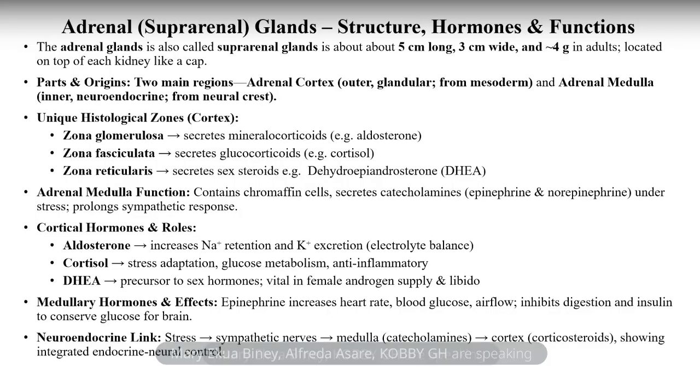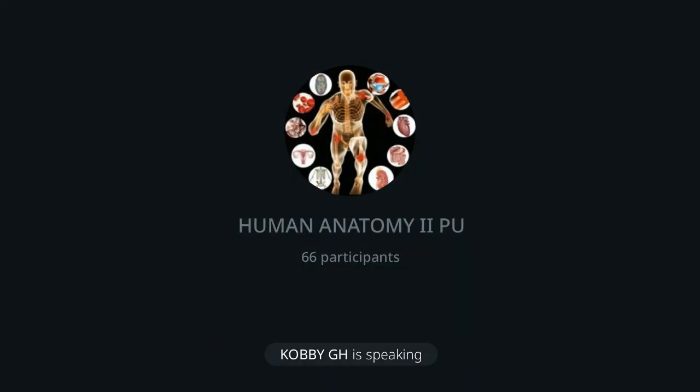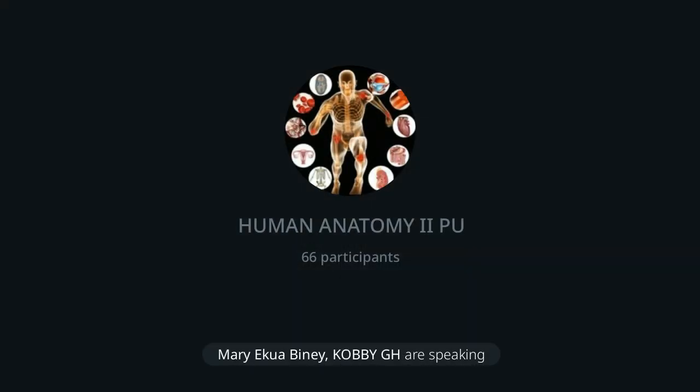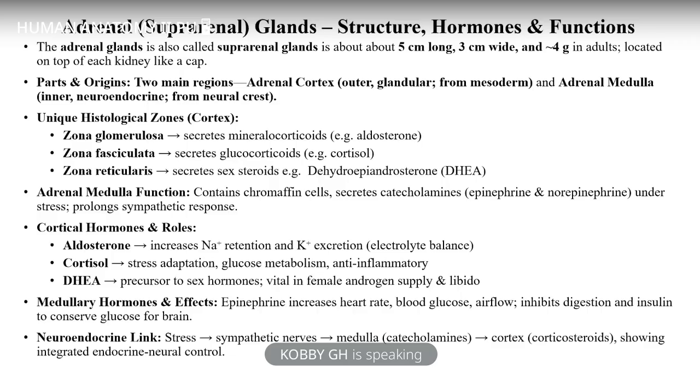Which part of the adrenal gland produces epinephrine? The adrenal medulla. Excellent. When we say catecholamines, what does it mean? The collective name for epinephrine and norepinephrine. Excellent. So when we say catecholamines, that's the collective name for epinephrine and norepinephrine.